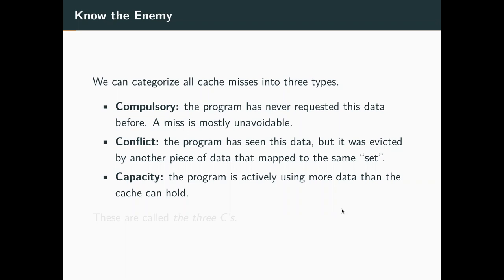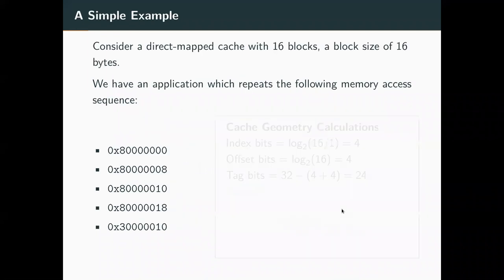The third category is capacity misses. This is going to occur when the program's just actively using more data than the cache can hold. And these are going to be collectively referred to as the three C's. Okay, so we're going to go through this simple example and just see what types of misses we get.